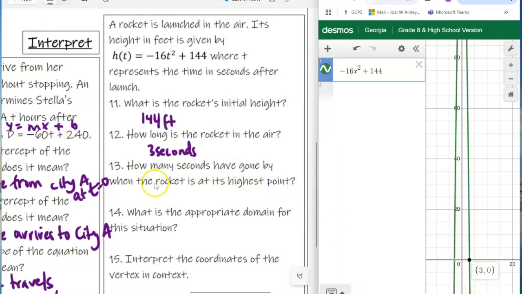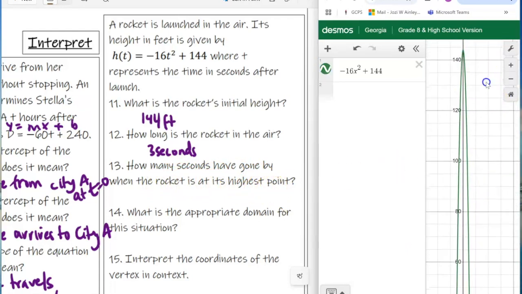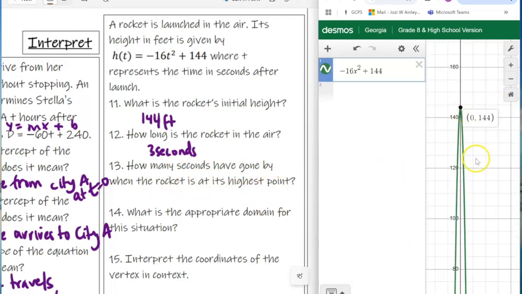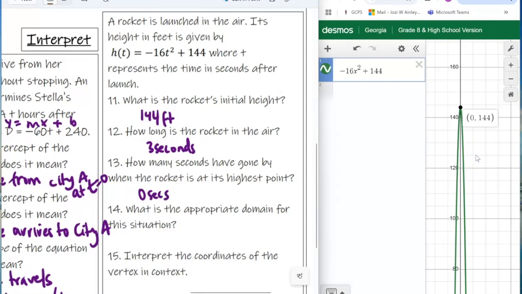How many seconds have gone by when the rocket is at its highest point? All right, so where is the highest point? That's the vertex. And it just so happens the vertex is the y-intercept. So how many seconds have gone by? 0 seconds. No time has gone. My vertex, my maximum height, is right there at 0 seconds.